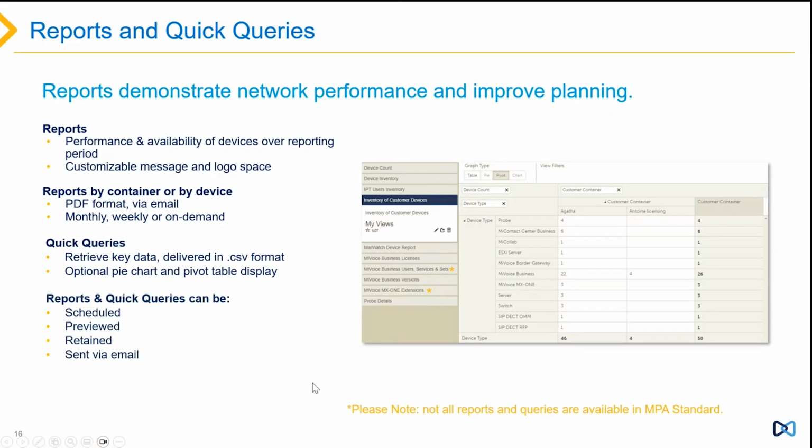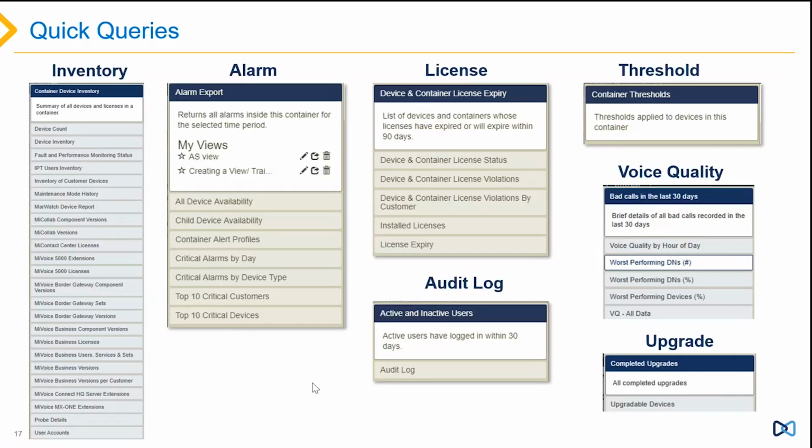So some of the reports that we have available, we can take a look at performance reports, availability of devices over a period of time. You can customize reports and keep them for yourself, or you can share them with others in your organization. They can be downloaded via PDF and sent out via email. The duration of the reports can be monthly, weekly, or on demand. We can do quick queries. We can also do scheduled reports. We can do previews and retain them and obviously send them out by email as well.